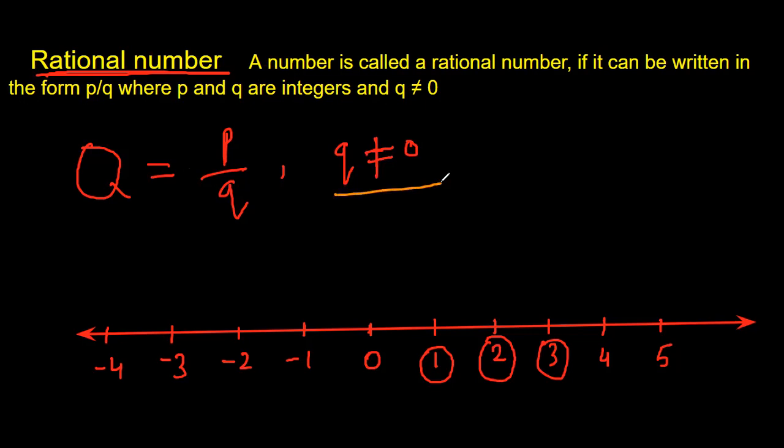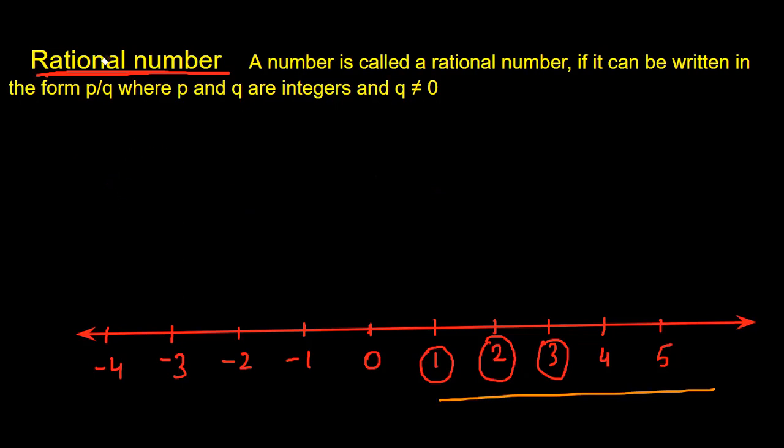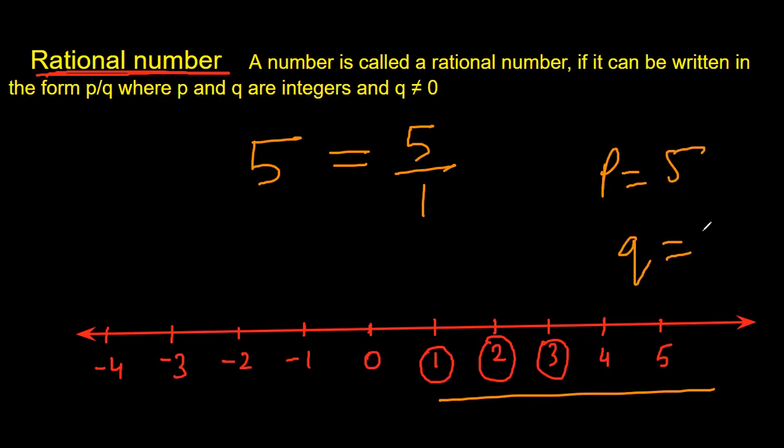All right. Now we will check whether the natural numbers are rational numbers. Let us take any of these natural numbers. Consider a natural number, say 5. Okay, 5 is a natural number. Is it a rational number? Yes, it is. Why? Because 5 can be written as 5 by 1. So it is in the form of p by q, where p is 5 and q is 1. Of course, q is not 0, so this is a rational number. 5 is a rational number.